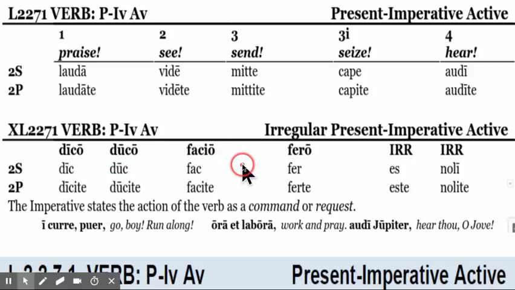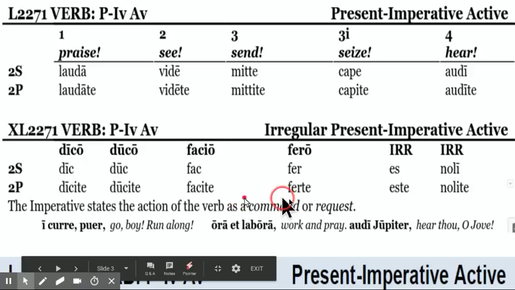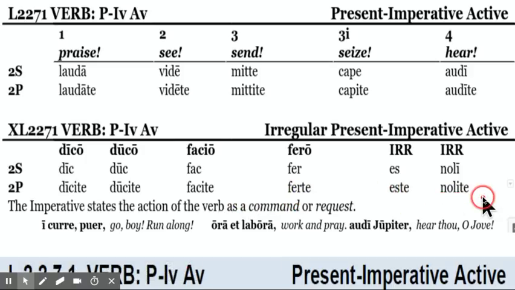And then, of course, you should know some of the irregulars because they will come up. Second singular: dic, duc, fac, fer, es, noli. Don't do it. Dicite, speak, ducite, lead, facite, do it, ferte, carry it, este, be, plural, and nolite, don't do it, you all.